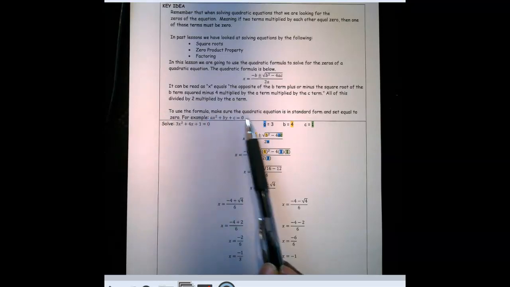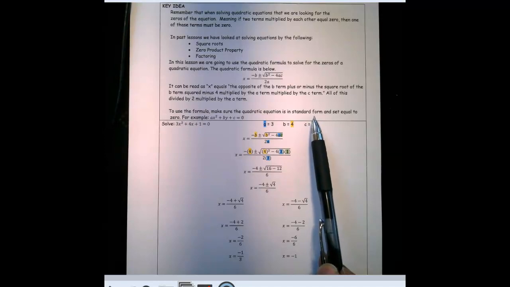So we've got an example here. We're asked to solve 3x squared plus 4x plus 1 equals 0. Now, the reason I read this first is because this is very important. I left you a note here. To use this formula, make sure that the quadratic equation is in standard form, meaning the x squared term is first, and then the x, and then the constant, and it's also set equal to 0. So this is the standard form, and this is what it always has to look like for us to use the quadratic formula efficiently and properly.